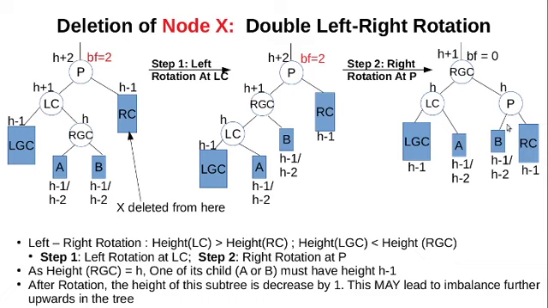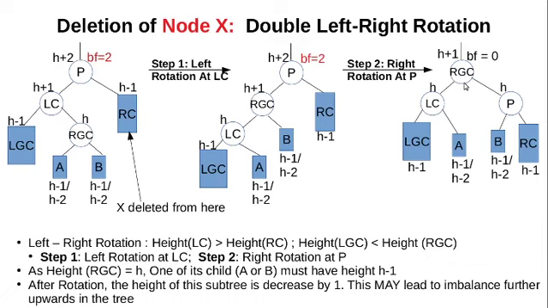The height of B is either h minus 1 or h minus 2 and the height of RC is h minus 1. So the height of P is h and its balance factor is either 0 or minus 1. The new children of RGC are LC and P. The height of both these children is h. Hence the height of RGC is h plus 1 and its balance factor is 0.